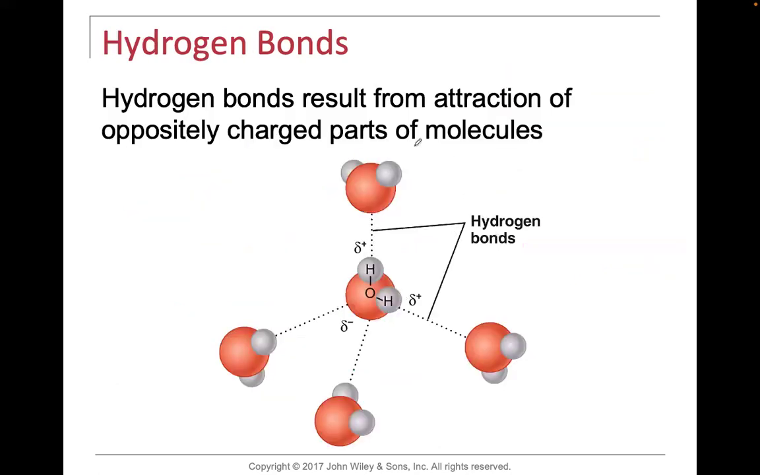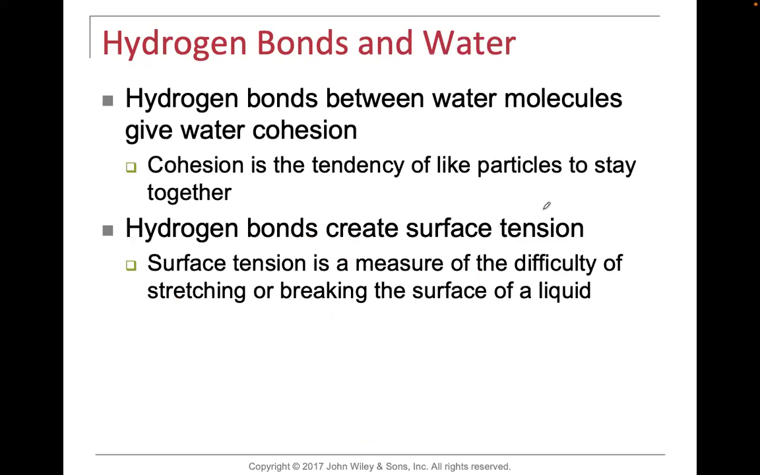So here's an example again, the hydrogen bonds. It results from an attraction of, what do you know, oppositely charged particles. So we have negatives and positives. Positives and negatives are drawn, so we end up with these hydrogen bonds. Okay, but these bonds can be made and broken pretty easily. Hydrogen bonds between water molecules give water cohesion. Cohesion is the tendency of like particles to stay together. Okay.